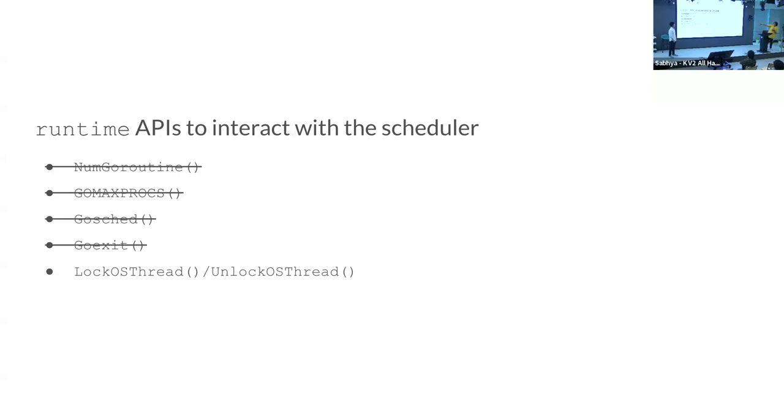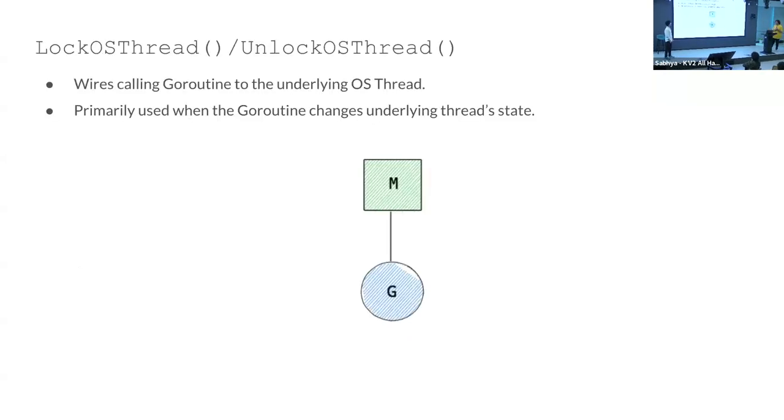GOMAXPROCS has some performance benefits, so you might want to take a look into that. Not performance benefits, performance penalties. So LockOSThread, UnlockOSThread, right? This is what it does. It wires the calling goroutine to the underlying operating system thread. So this is meant to be used when the goroutine is changing the thread state in some way.